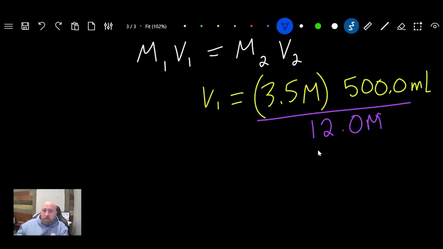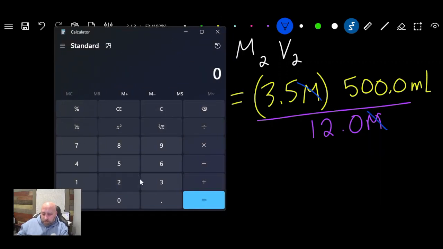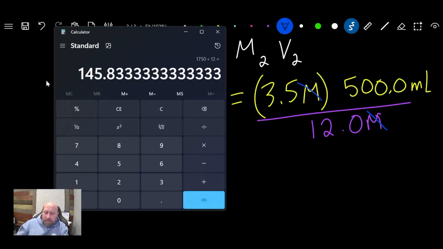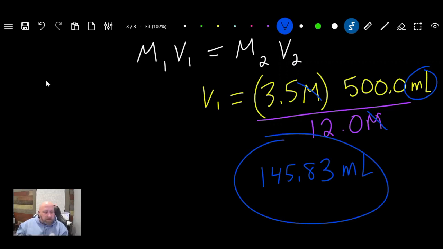All we need to do now is plug that into our calculator. We need to do 3.5 times 500 divided by 12 moles. So notice we're going to cancel the moles. So we'll do the 3.5, and we're going to multiply that times the 500, and then we're going to divide it by 12, and that's going to equal 145.83. And notice we're in milliliters still. So that's going to be our answer.